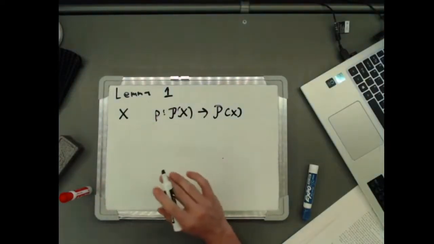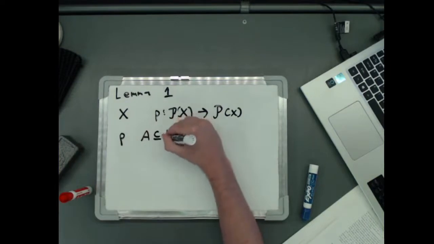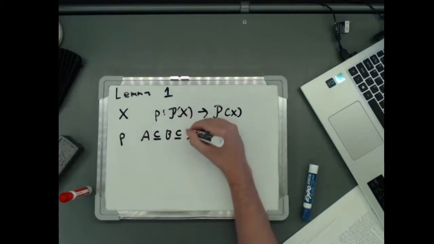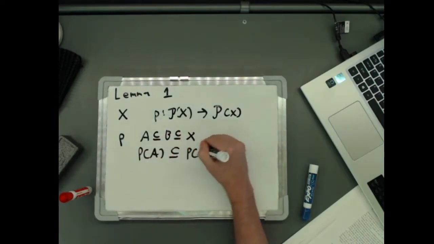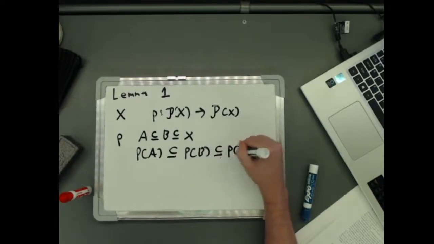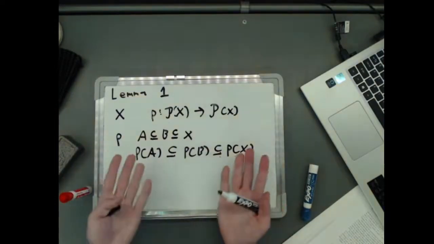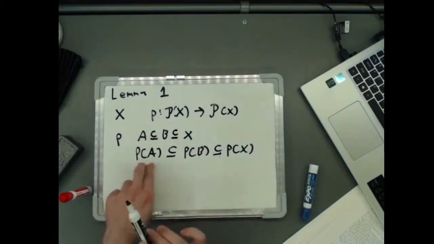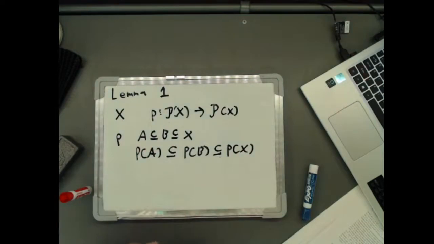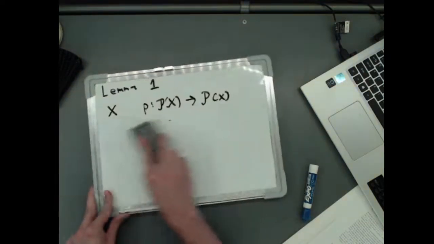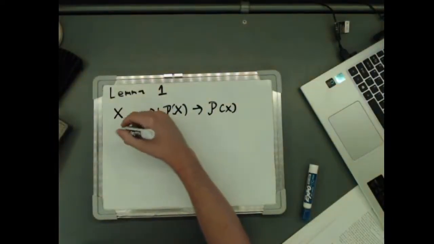What we're trying to prove here is that if P is a monotonic function, such that, letting A be a subset of B be a subset of X, P of A is a subset of P of B is a subset of P of X. So it's continually increasing or decreasing, you could say. I'm going to go with increasing. As the set increases in size, so does the function on the set. So that's what we're defining P as, a monotonic increasing function.